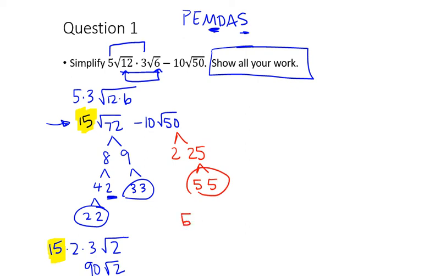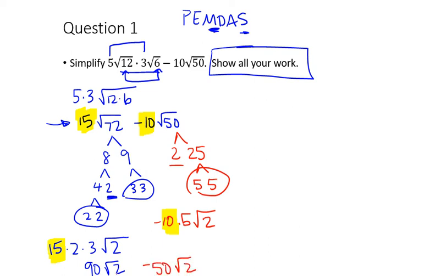I can bring that pair out front because they have buddies, but my 2 doesn't, so it's going to stay in the house. Now, just like before, we have this minus 10 out front. We can't forget him. We have to bring him back down. So now I have negative 10 times 5, which is going to give me negative 50 square root of 2.